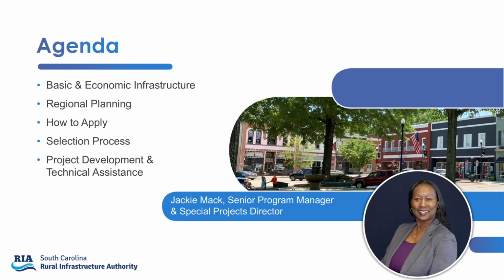Let me briefly review the agenda. You will hear from several presenters today. RIA offers 3 grant programs, and we will discuss each one, including who's eligible to apply, the priorities for assistance, and the eligible activities. We're also pleased to provide some real-life project examples. Next, we will go over the application in detail, including the type of documentation we're looking for. Finally, we will review the selection process as well as provide some tips on developing a project.